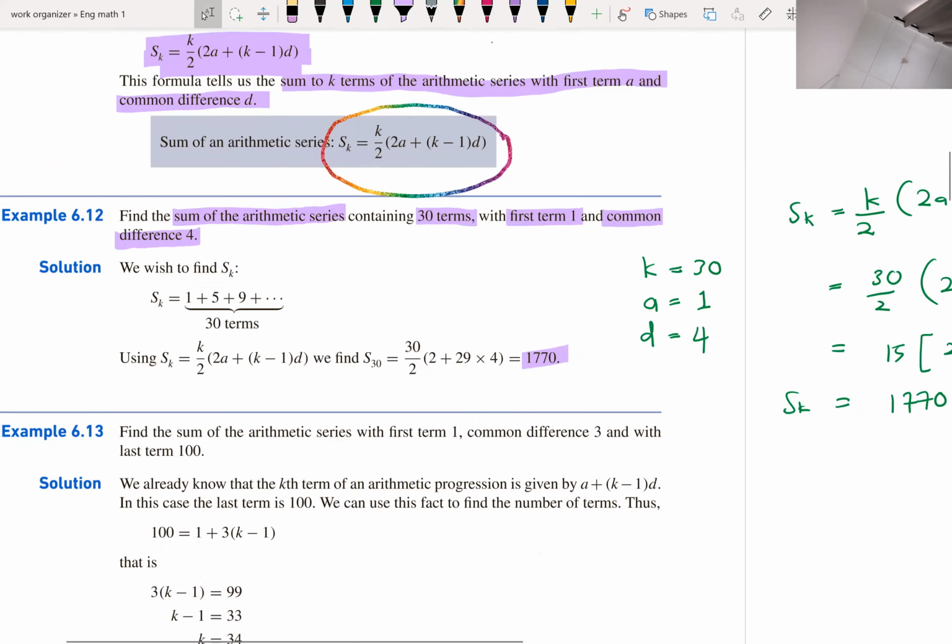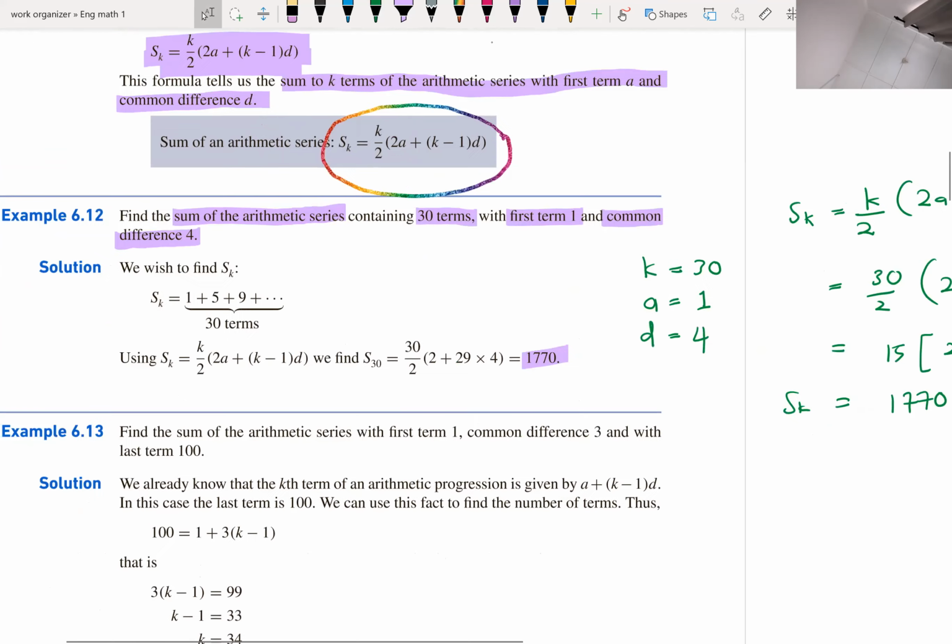Okay, now we are going to learn how to do the sum of finite geometric series. Okay, so again we have to remember, when it involves geometry, it will involve multiplications with ratio.